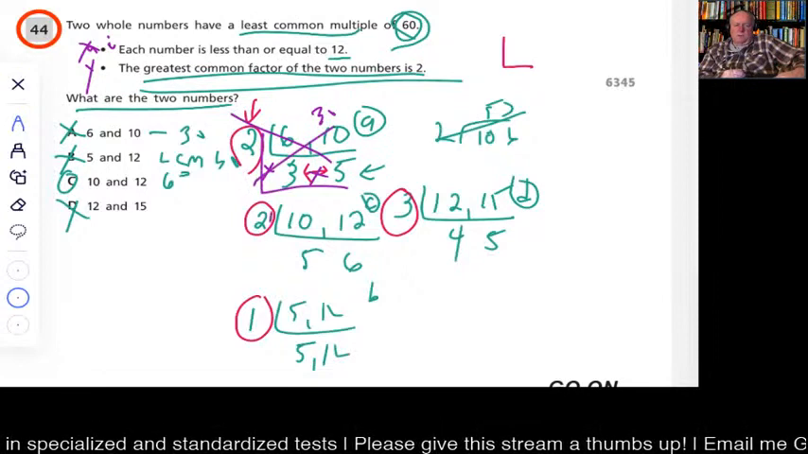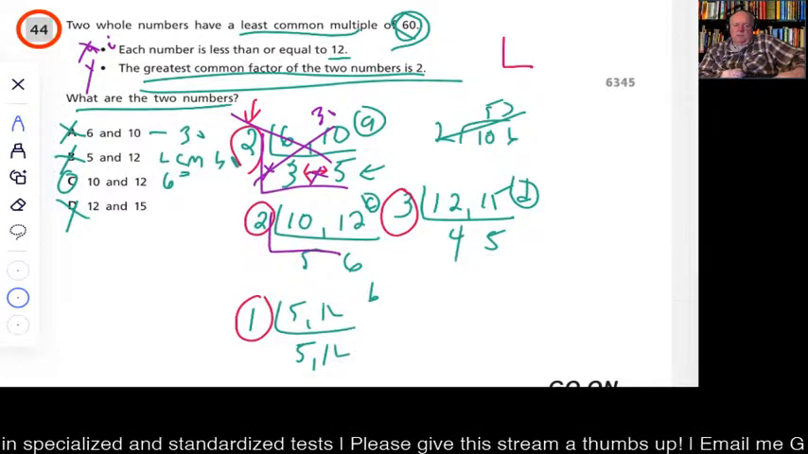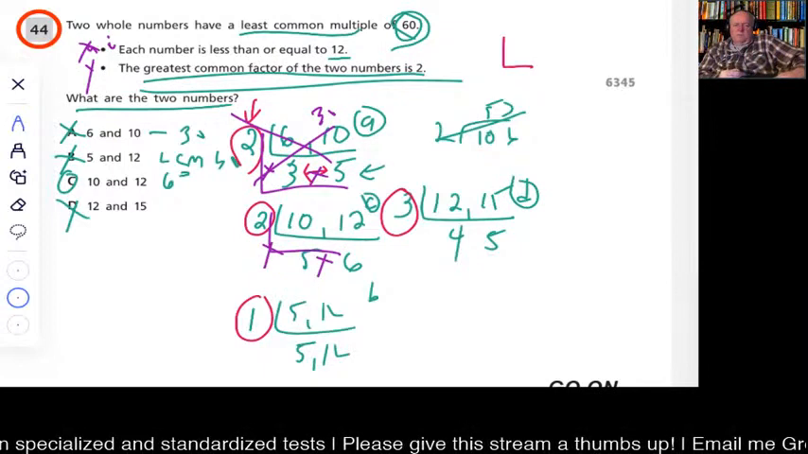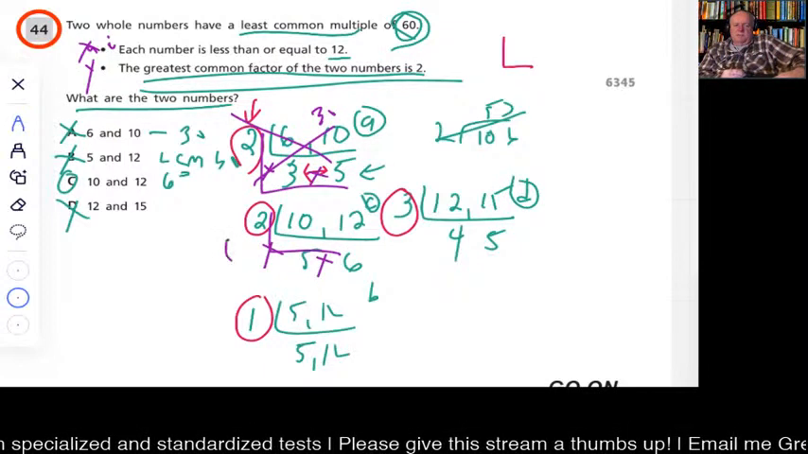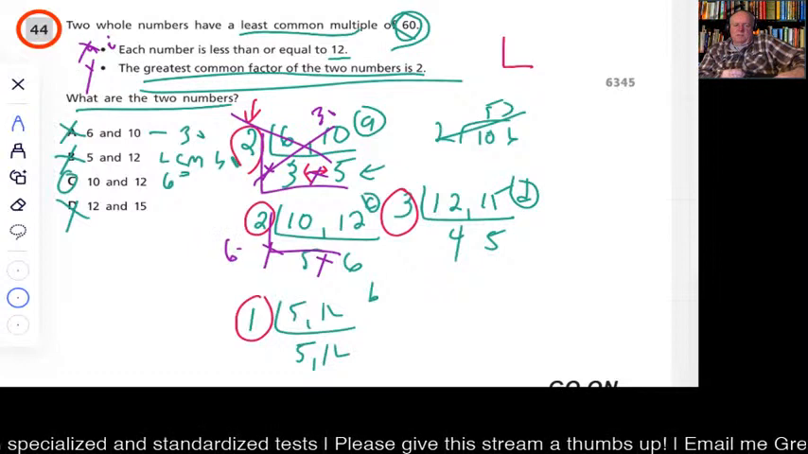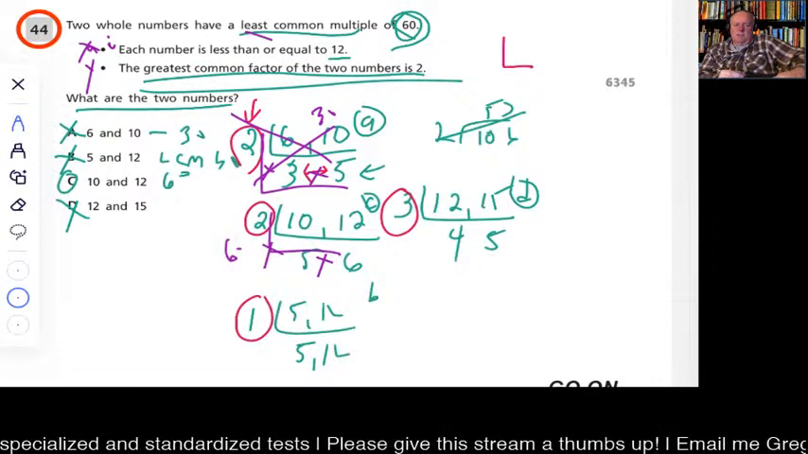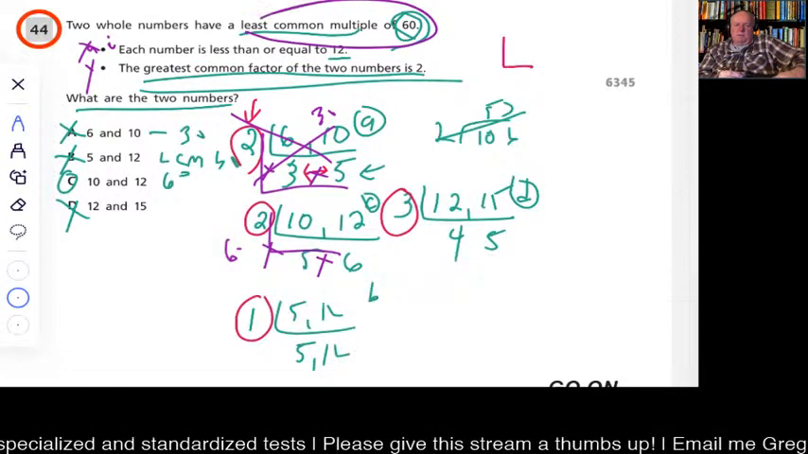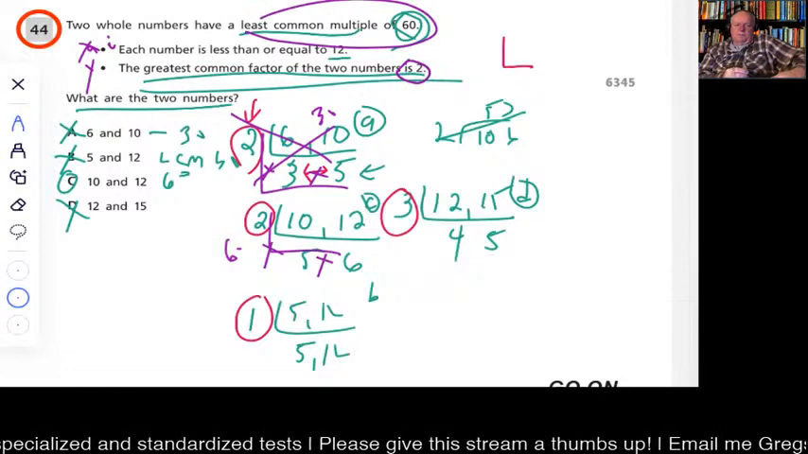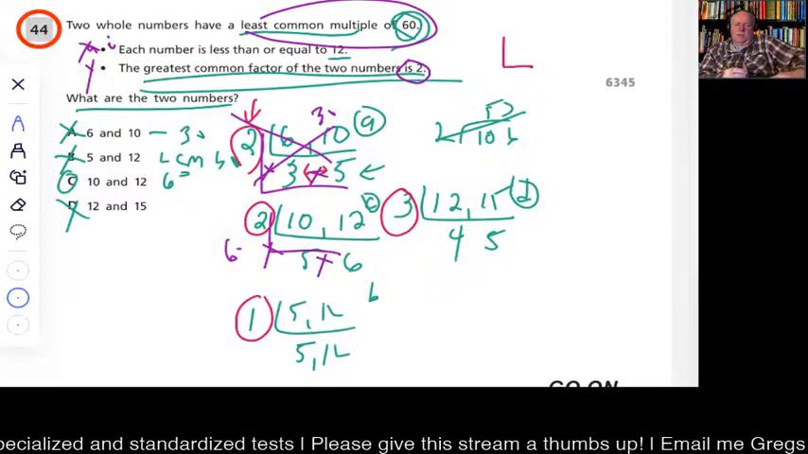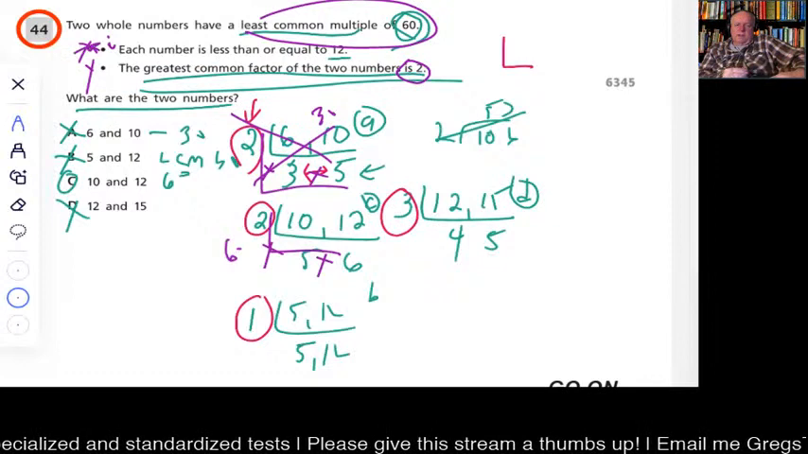Do the L shape, which means we're going to do 2 times 5 times 6. Okay? So that's 60. That gives us 60. All right? So that's what we're looking for. They want the least common multiple of 60. Cool. And the greatest common factor of 2. Okay? And then each number is less than or equal to 12. We already know that. Sorry, I meant this was X.